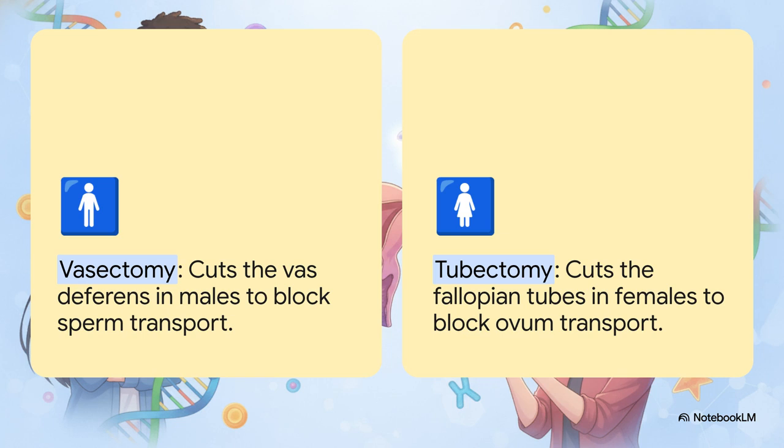Now listen carefully to this distinction. Ye procedures gametes ki formation nahi rokte. The body still perfectly makes sperm and ova. What they actually do is block the transport of these gametes. While they are highly, highly effective, keep in mind that their reversibility is very, very poor.